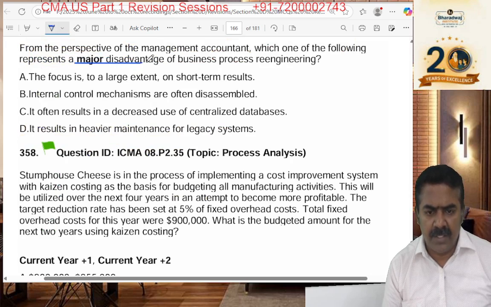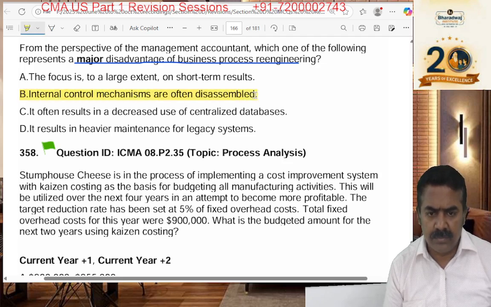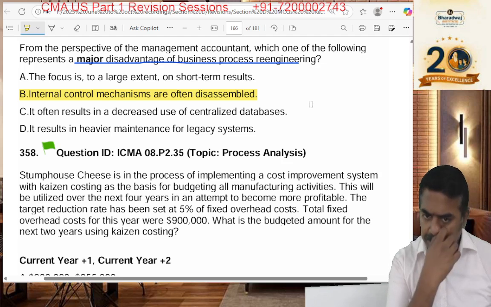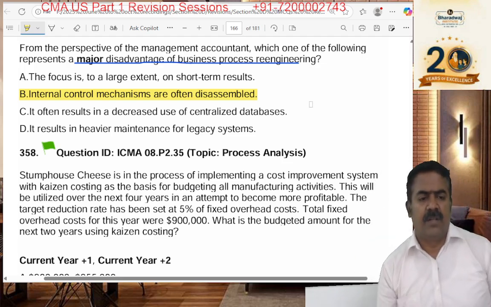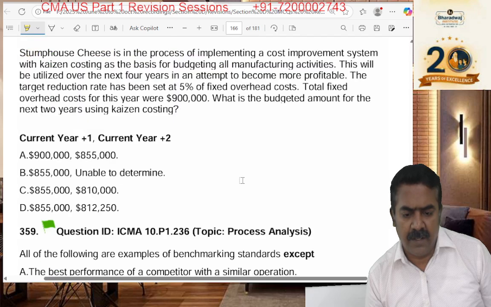What is the major disadvantage of business process reengineering? Short term, no, focus on long term results. Internal control mechanisms often what? Disassemble. Yes, we need to change the total internal control system when you go for which one? Business process reengineering.